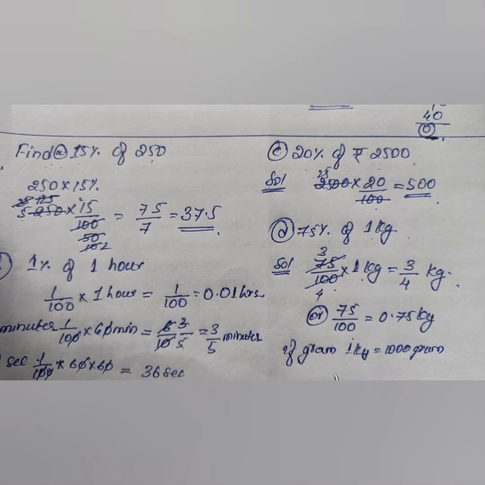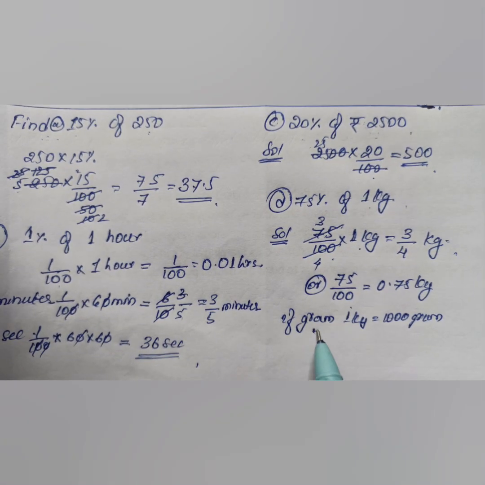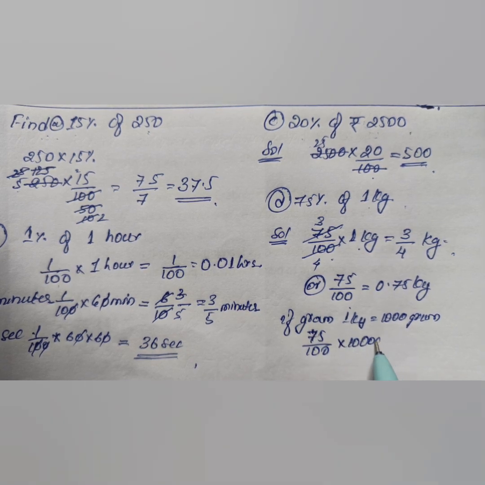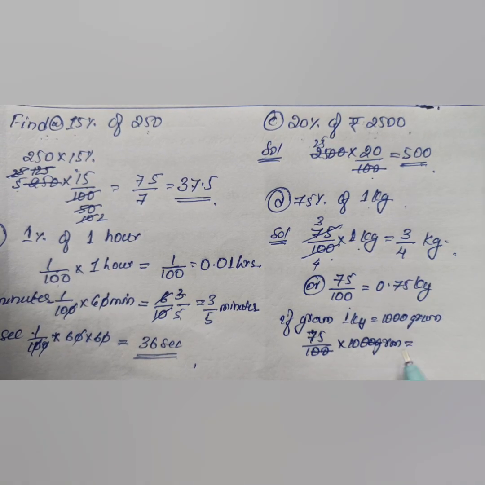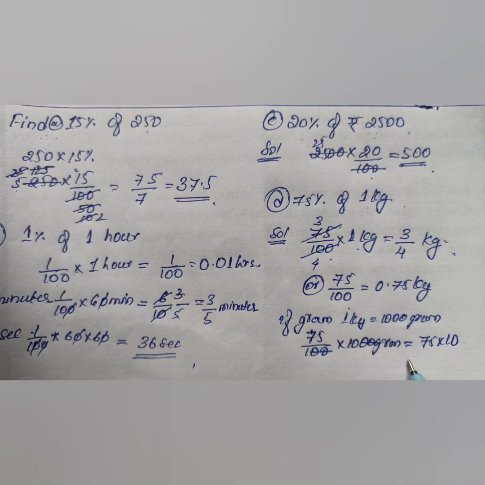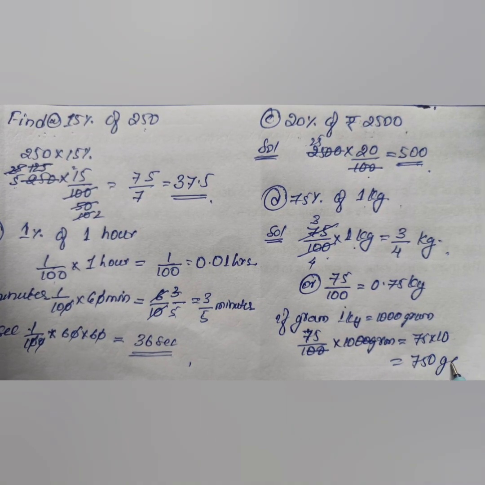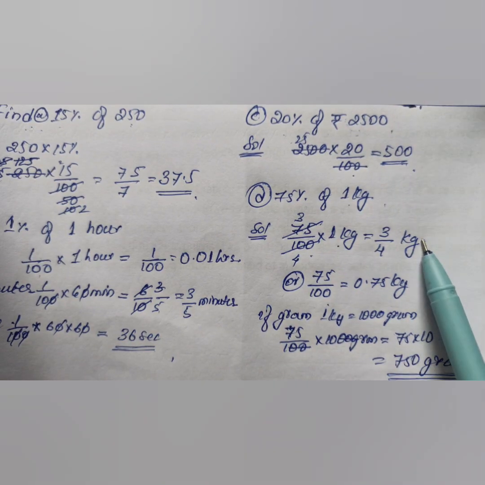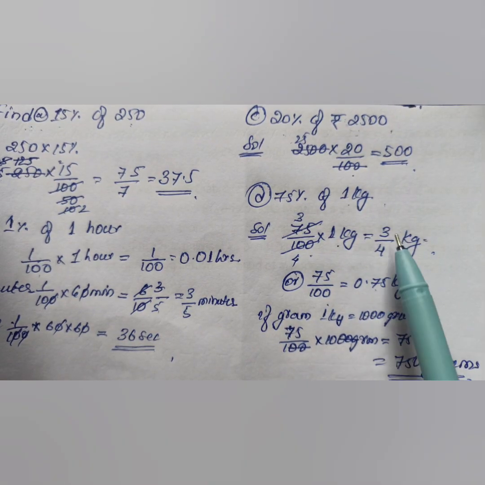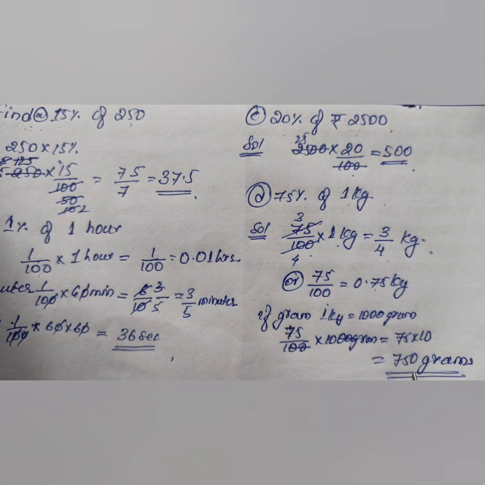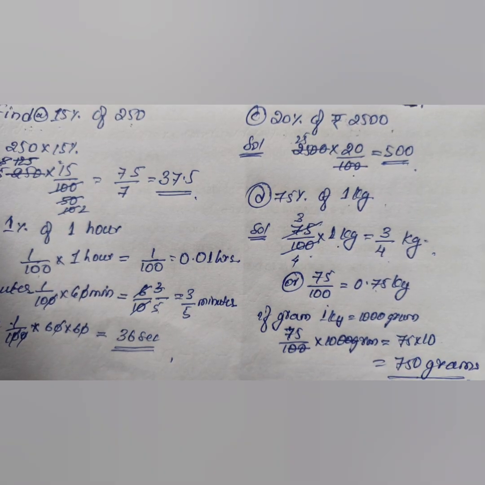So instead of 1 kg, we can write it as 75 divided by 100 into 1000 grams. 2 zeros and 2 zeros get cancelled. So that is equal to 75 into 10, which is 750 grams. This is the answer. So we have calculated in kgs, in fraction also as 3 by 4, and when we divide we get 0.75 kgs. In grams, it is 750 grams.